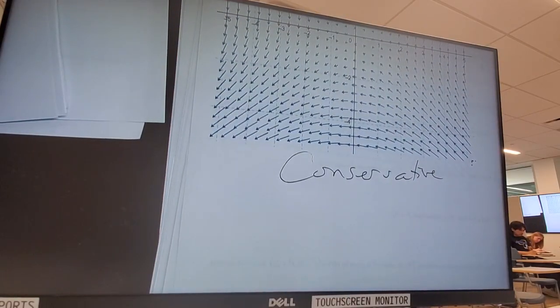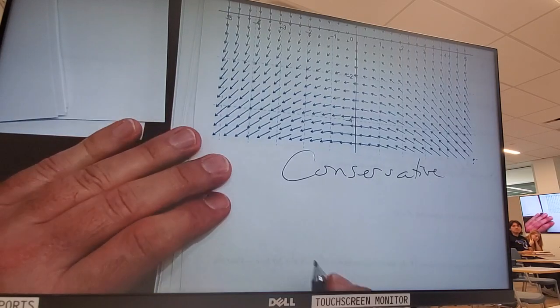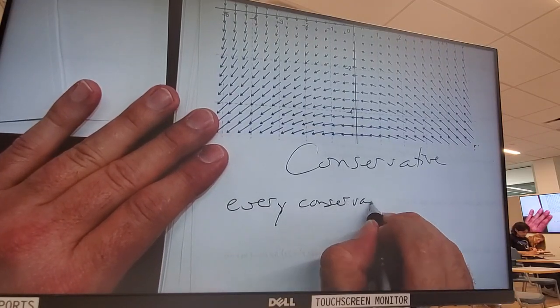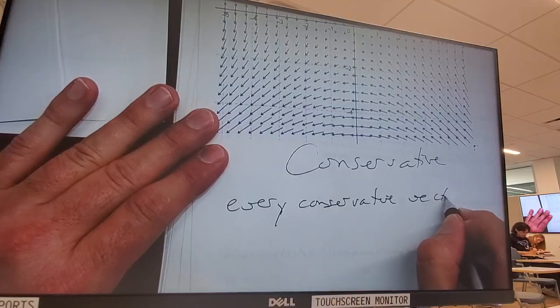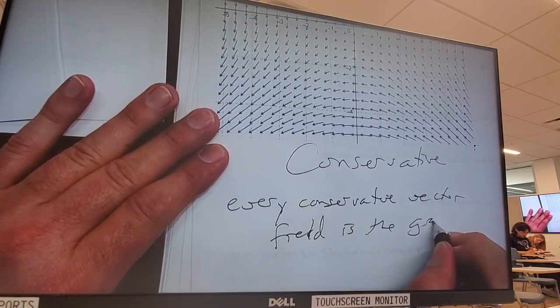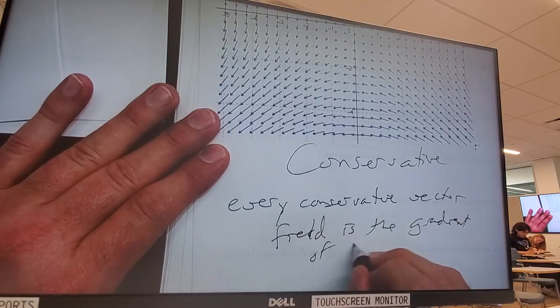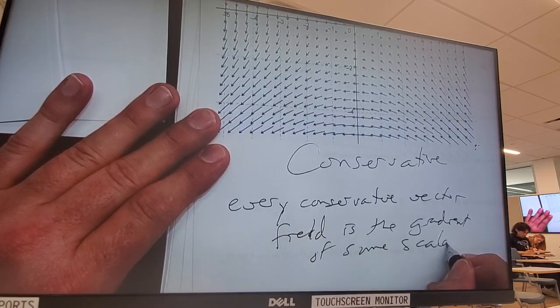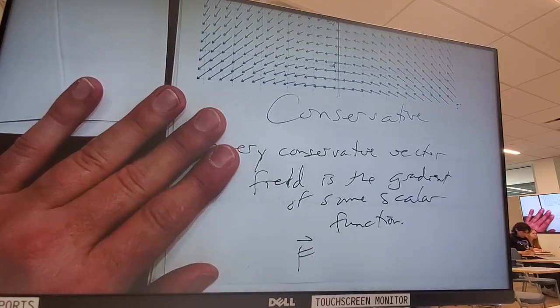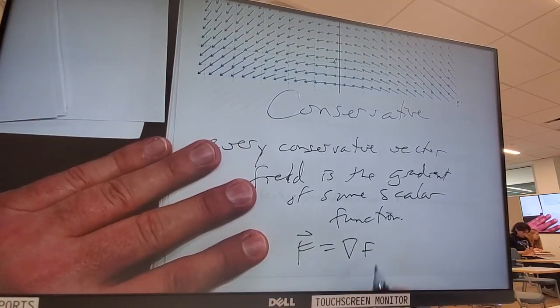Every conservative vector field is the gradient of some scalar function. Holy shit, Jeff. Do that again. Every conservative vector field is the gradient of some scalar function. Meaning F is equal to the gradient of some f.